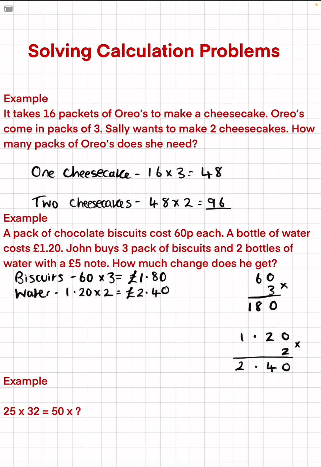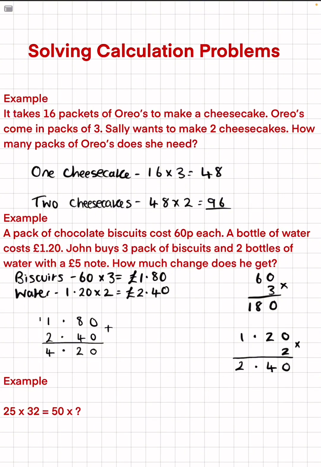Now we need to work out how much John has spent altogether. To do that, we need to add these two numbers together. Zero add 0 is 0. 8 add 4 is 12. Put the 2 down, carry the 1. Remember to put the decimal point down. 1 add 1 add 2 is 4. So John has spent £4.20 in total.